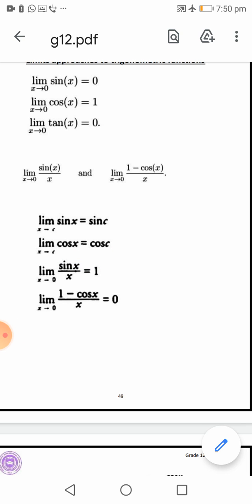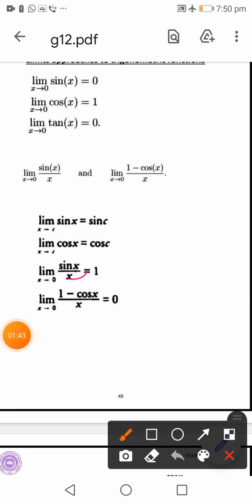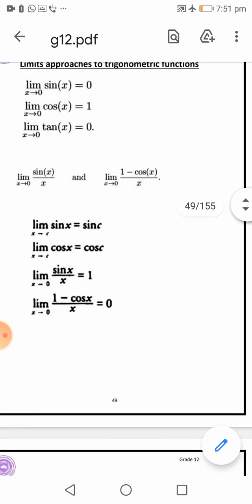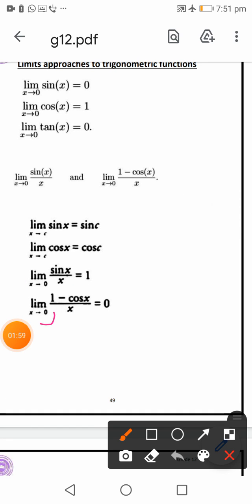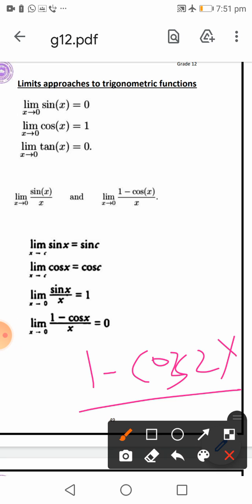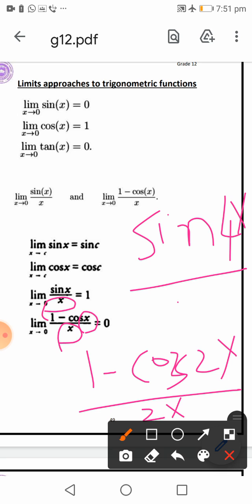Okay, what about this? If you have a rational function like this involving trigonometry, sine x over x equals 1, under the condition x approaches 0. What about 1 minus cosine x over x? It will be 0 under the condition x approaches 0. Okay, what about 1 minus cosine 2x? It must be divided by 2x, so this x is related to this x. What about sine 4x? It must be divided by 4x, so this is related to this.